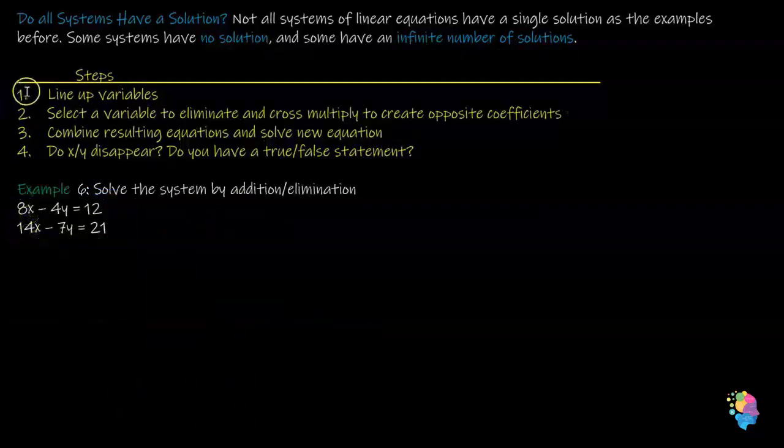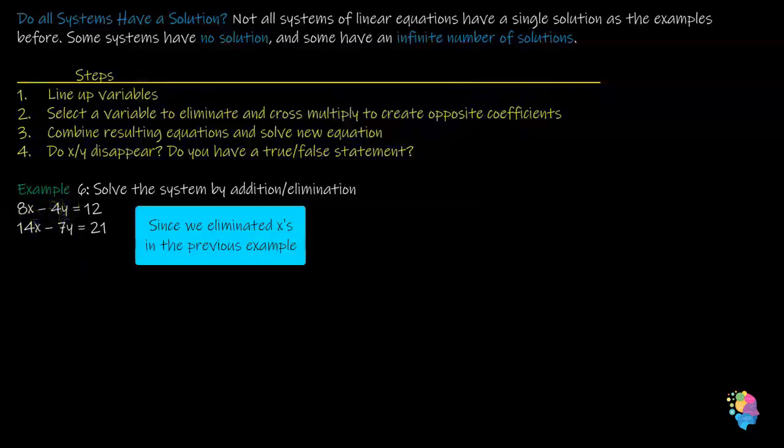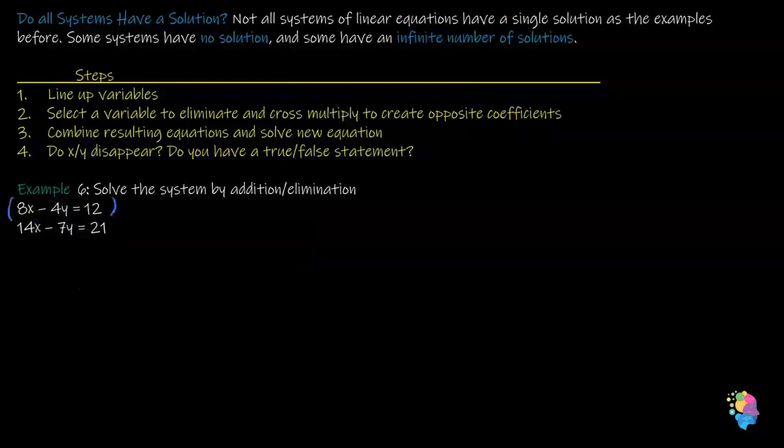I'm going to go through the steps. I'm going to make sure that the variables are lined up, and they are. I have x's and y's and then the equal sign. Then I'm going to select a variable to eliminate by cross multiplication, making sure that I create opposite coefficients, one positive, one negative. So I'm going to eliminate the y's this time. So if I eliminate the y's this time, that means that the first equation is going to get multiplied by that 7, and that the second equation is going to get multiplied by that 4.